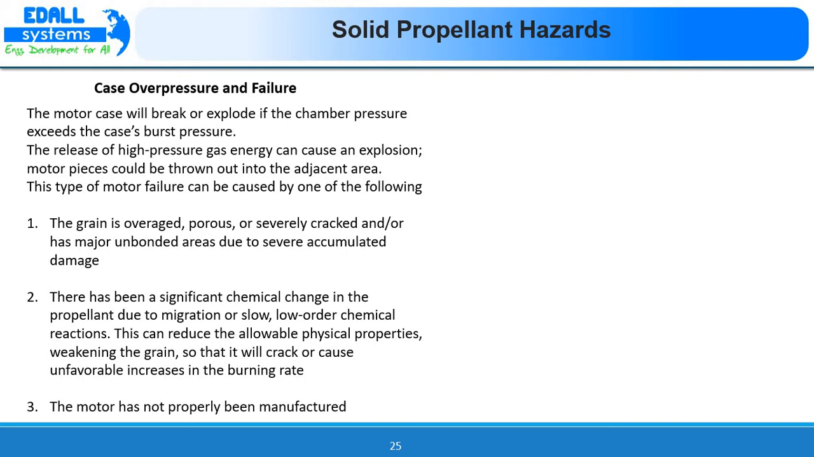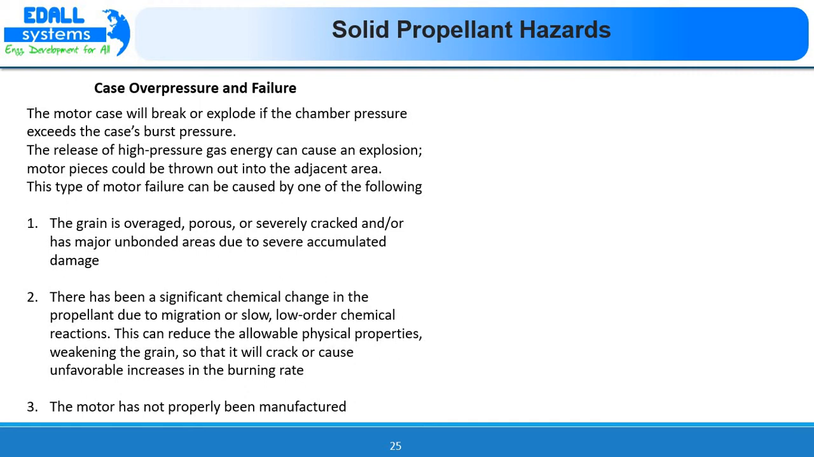So the release of high pressure gas energy can cause an explosion. Motor pieces could be thrown out into the adjacent area. So this type of motor failure can be caused by one of the following reasons. The grain may be overaged, or porous, or severely cracked, and or has major unbonded areas due to severe accumulated damage. Then there has been a significant chemical change in the propellant due to migration or low order chemical reaction.